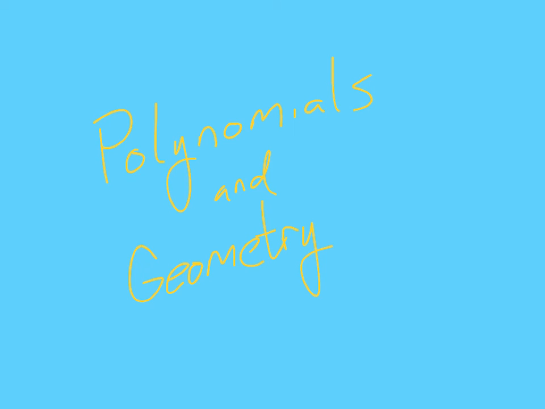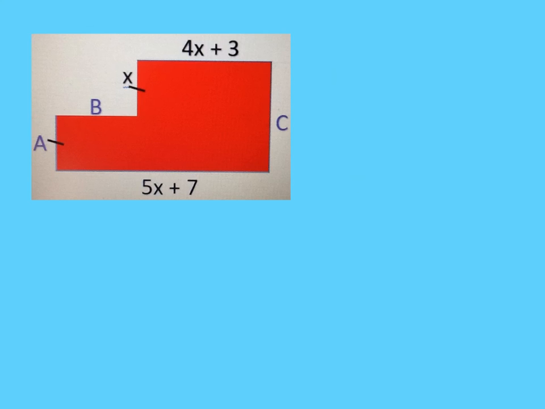Alright, so we're going to continue on with Polynomials and Geometry 2. We got some different shapes today. So here we have a complex or a compound shape. It looks like it's two rectangles put together, or maybe it's one large rectangle with a chunk taken out. It doesn't really matter how you visualize this.